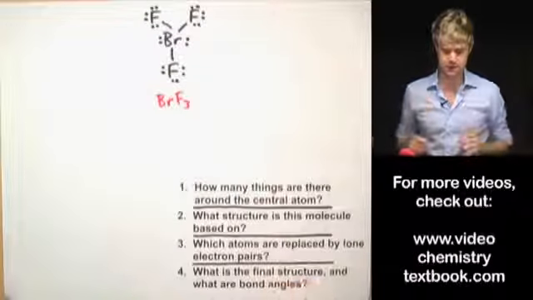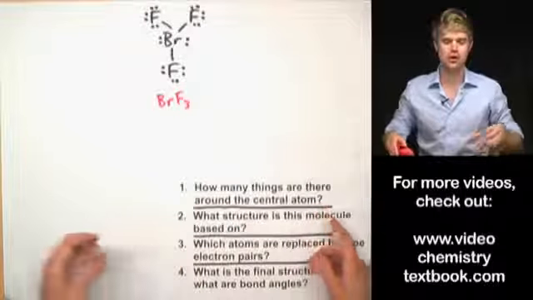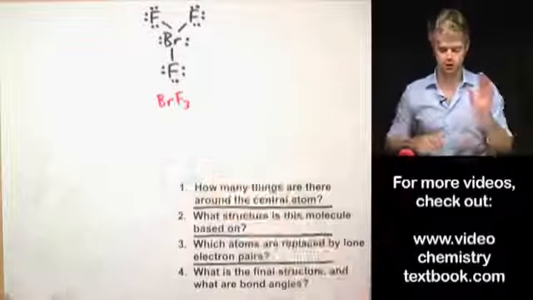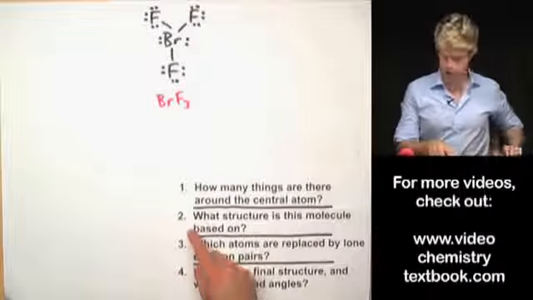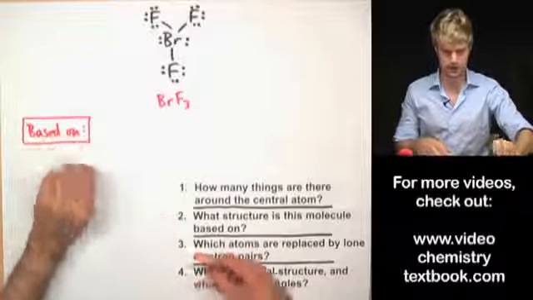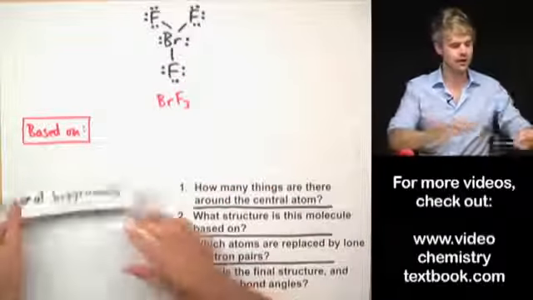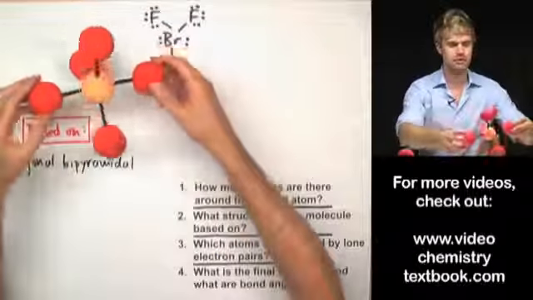BrF3, what's its VSEPR shape? Okay, step number 1. How many things are there around the central atom? There are 1, 2, 3 bonds and 1, 2 lone electron pairs. So 5 total things. So then what structure is this molecule based on? Well, any molecule that has 5 things around the central atom is based on this trigonal bipyramidal shape.